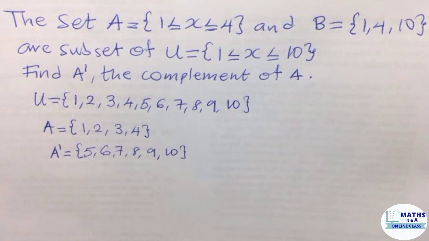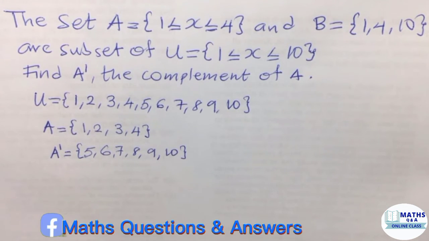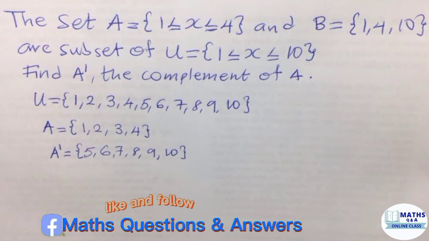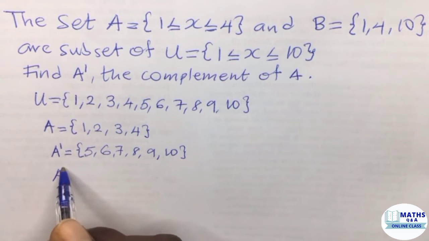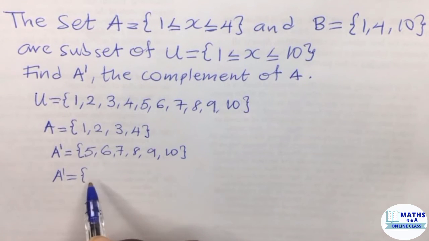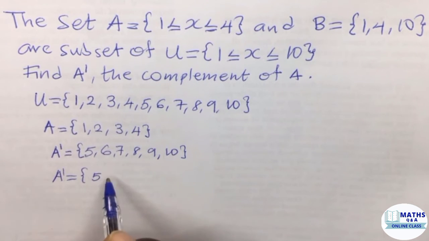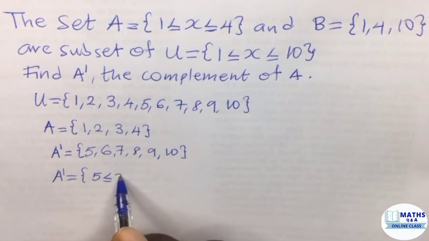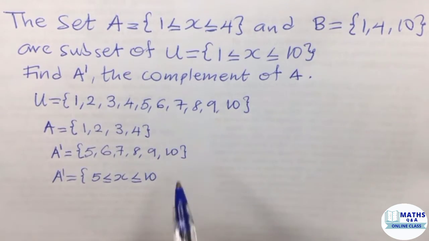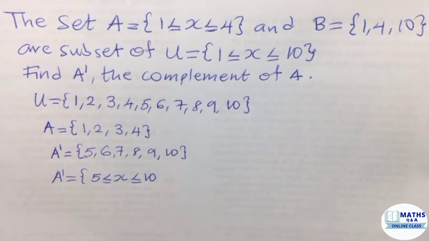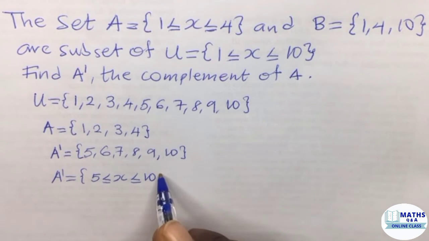Now we can rewrite A complement in set builder notation form. How are we going to do that? We can write it in 2 different ways. The first way is to start from 5. That means 5 will be inclusive. So A complement is going to give us x greater than or equal to 5 and x less than or equal to 10, because we ended at 10, and 10 is also inclusive.